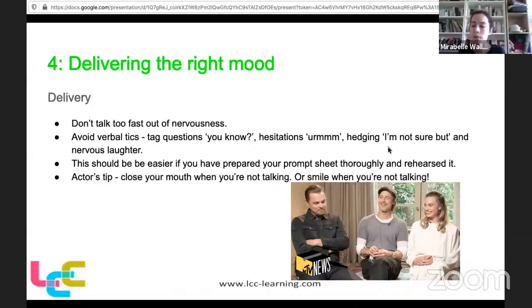Hedging here, that's another one that English people are really guilty of. So that's when you try to create a sense of doubt between your opinion and what you're saying, and basically you're trying to protect yourself from your opinion in case it's wrong. So I'm not sure, but I think this, or maybe it could be this, but I don't know, blah, blah, blah. They're all the kind of hesitant phrases that English people do, and it's quite often a sign of quite good manners if you use them.